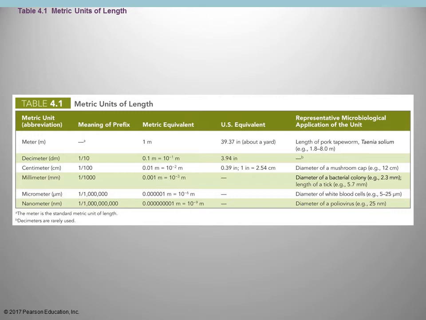The diameter of a white blood cell, they vary in sizes, is between 5 and 25 micrometers. So a lot of your bacteria are going to be very, very small. A nanometer is 1,000 times smaller even than that. So in nanometers, you're talking now about the sizes of viruses. So extremely, extremely small.